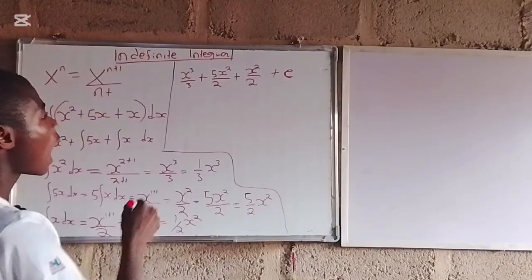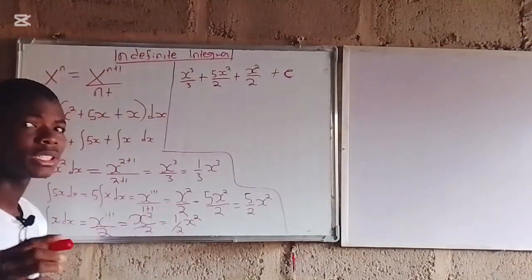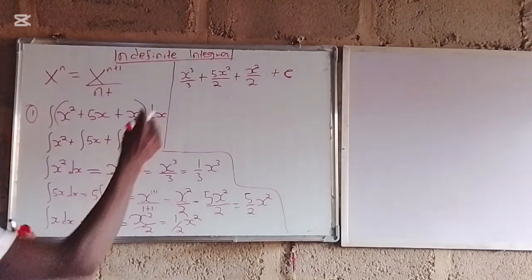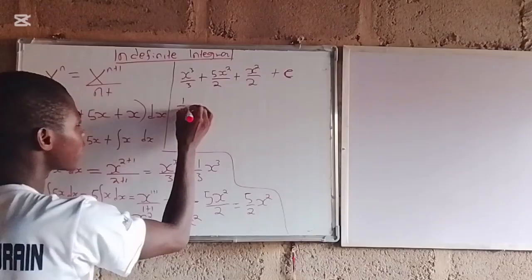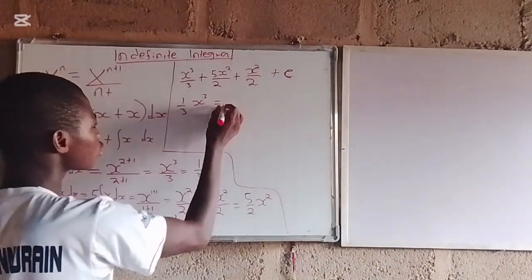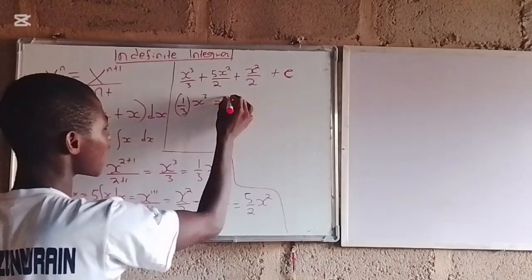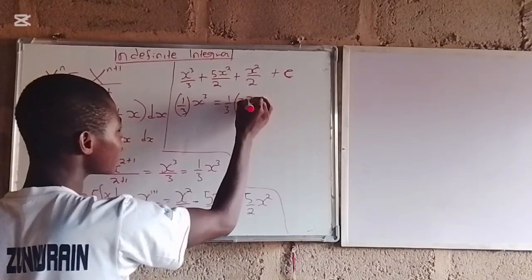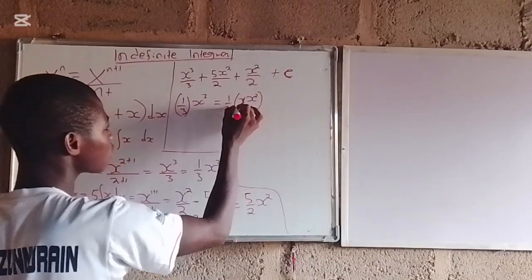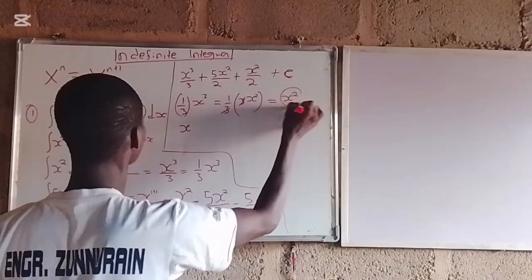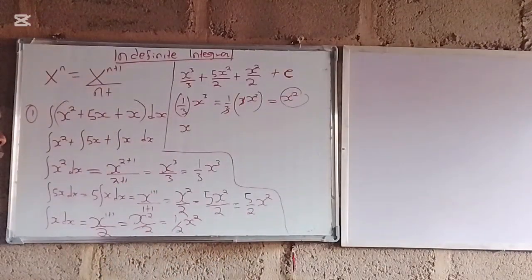So we said integration is a reverse of differentiation. The first thing that I'm going to do to check that is to differentiate this. 1 over 3 x cubed. Let me differentiate this. If I keep this aside, I will have 1 over 3, then I will differentiate this. I will have 3x squared. This will go with this. At the end, I'm left with x squared. As you can see, in this place we have x squared.